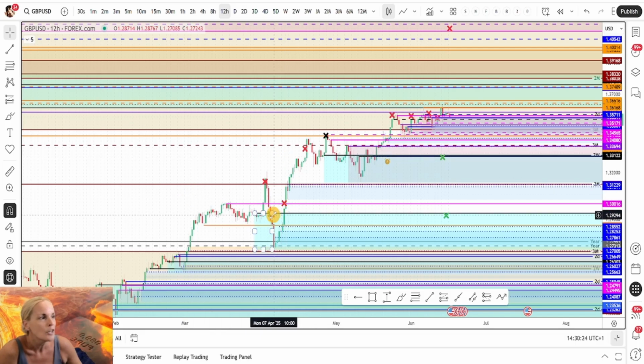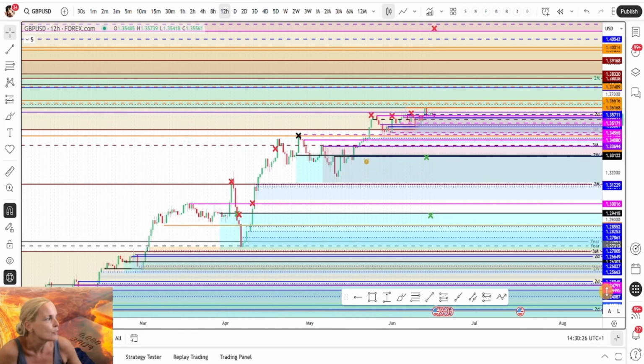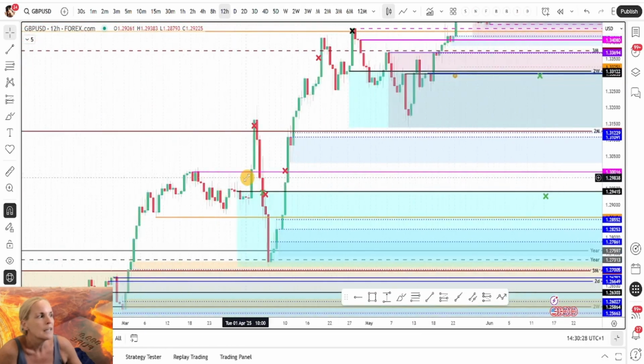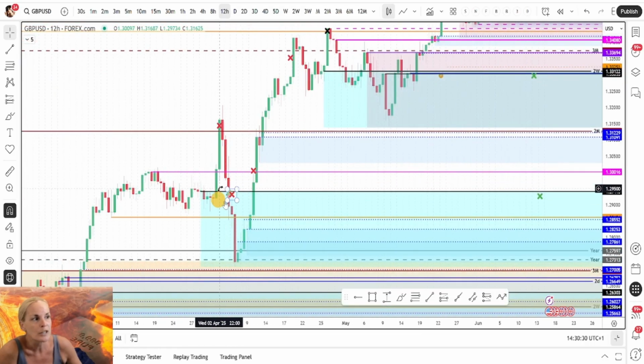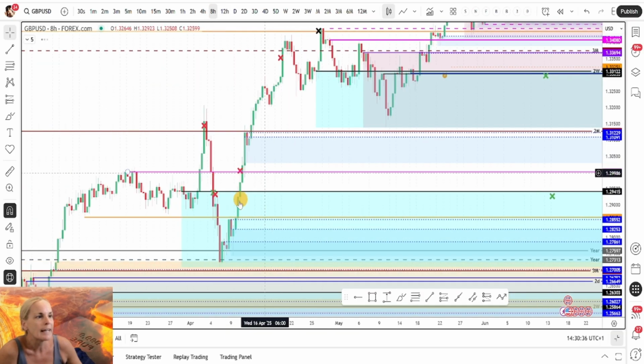But I again did get the flip. So you can see the green cross and the red cross. If a zone gets broken and I am watching and it does make a new supply, in this case I kind of thought, yeah, worth shorting. I think that might have been an 8-hour in there.